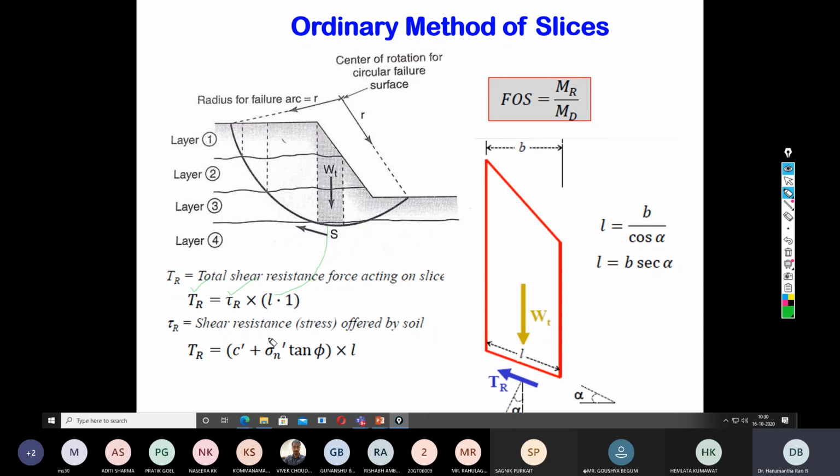So the total shear resistance TR is equal to tau R, where tau R is the total shear strength, that is c dash plus sigma n tan phi, multiplied by L. If you take tau R is equal to TR by L, again we will end up at the same previous class discussion where we derived in the case of the infinite slope. So tau R is equal to force upon area. So tau R is equal to TR by area. So both are the same.